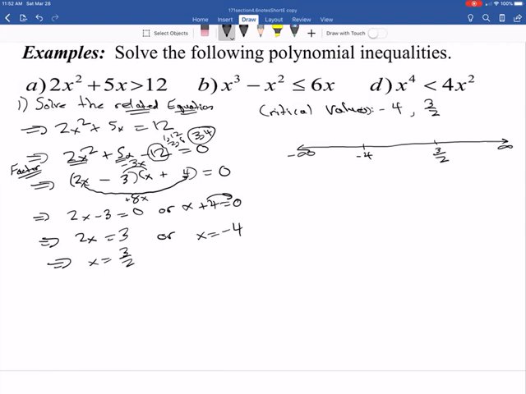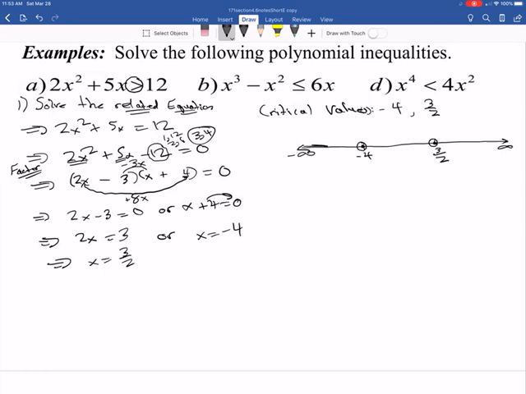All right, so there's our x line. Now, as we look at that, again, these are our zeros. One thing we want to keep in mind is that the inequality we're looking at is greater than 12. Since we don't have equality, we're not going to be using -4 and 3/2 as our solutions, because those would make it equal 12, right? Those are solutions to our related equation. So I'll put a little open circle on that.